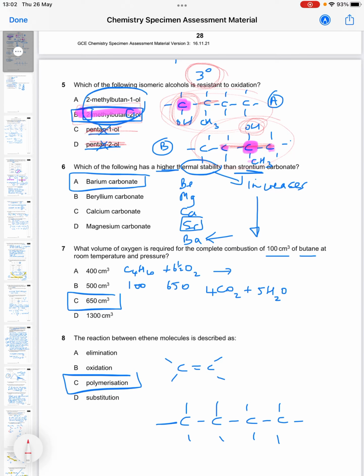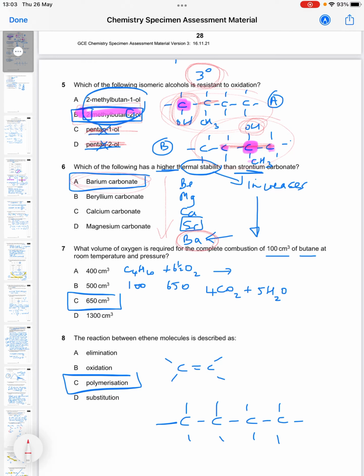Number 6, which of the following has a higher thermal stability than strontium carbonate? So I've written here group 2, going down the group: beryllium, magnesium, calcium, strontium and barium. We know that thermal stability increases down the group, so the one with the higher thermal stability has to be below strontium, and that makes it barium carbonate, which is answer A.